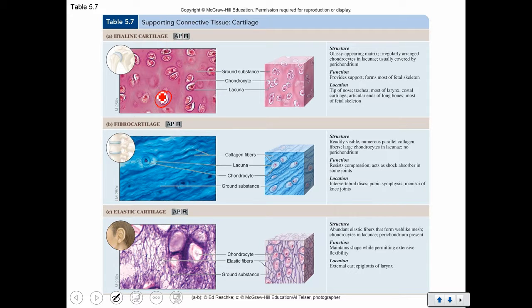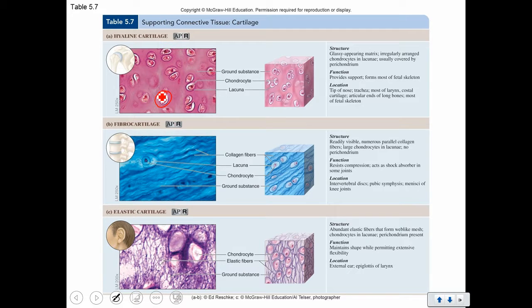Yeah, the costal cartilage, so like the cartilage in your ribs, and so forth. Most of your fetal skeleton is going to be hyaline cartilage as well. So hyaline cartilage: very smooth, glassy almost, and very tough and durable at the same time.